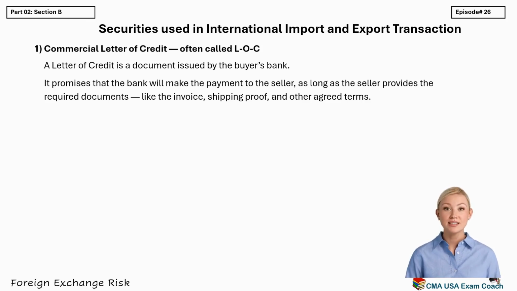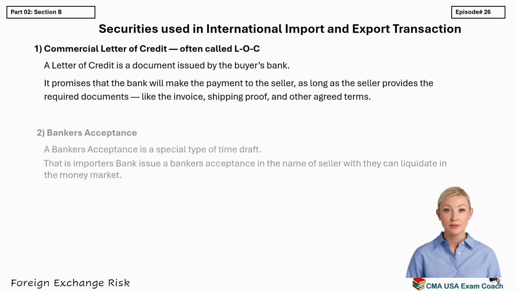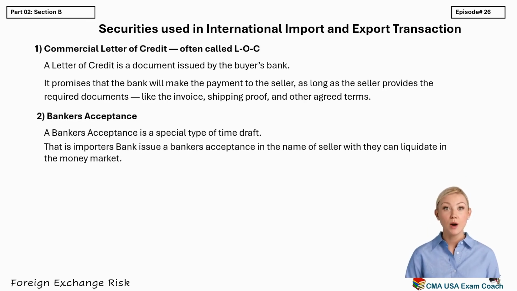2. Banker's acceptance. A banker's acceptance is a special type of time draft. Here's how it works. The buyer, or importer, creates a draft promising to pay the seller at a future date. This draft is then accepted by the buyer's bank, making it a formal obligation. Once the bank accepts it, the seller can either wait for the payment at the due date or sell the accepted draft in the money market to get the cash earlier. This means a banker's acceptance can be used like a financial instrument, almost like a post-dated check that is backed by a reliable bank. It gives confidence to the seller that the payment is secure and can even be turned into cash before the due date.